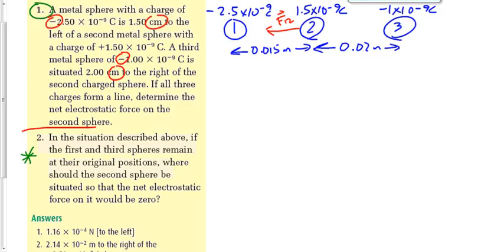3 and 2, opposite charges, they're going to attract each other as well. So 2 is going to go which way as a result of that attraction? Left or right? Good. So it's going to move to the right. So we're going to say F32 is to the right. We'll calculate both of those forces.